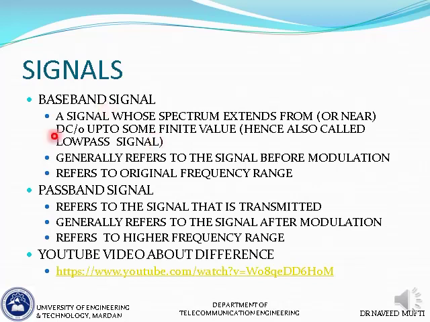Generally, baseband signal refers to the signal before modulation. So that is another place where this term baseband signal is used. So before modulation, whatever the signal is, that is termed as baseband signal. And baseband signal also refers to the original frequency range. So while the signal remains in its original frequency range or near to its original frequency range, it is termed as baseband signal. So these are all different interpretations or definitions of the baseband signal.